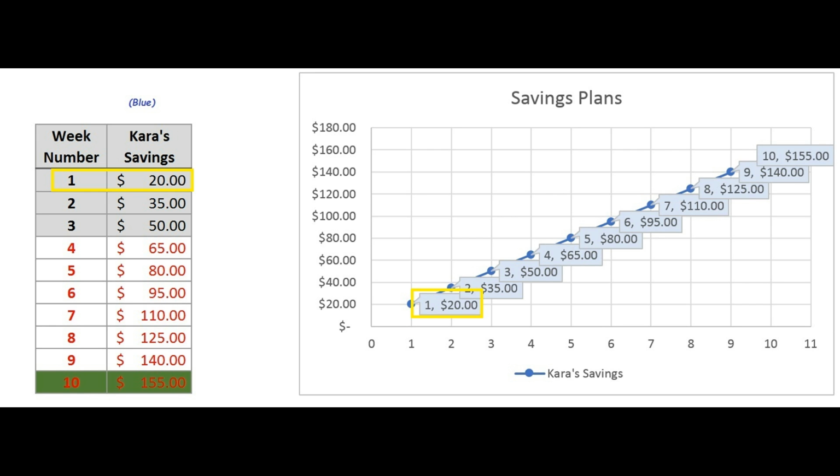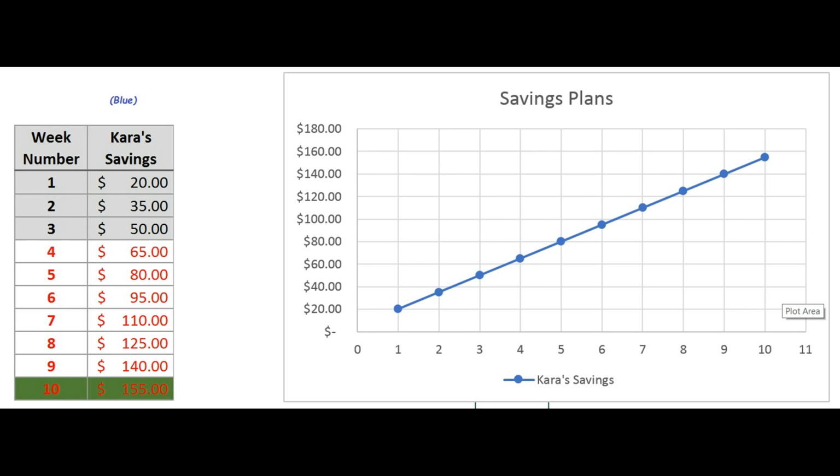Week 1, we have $20. And at week 2, we have $35. Week 3, we have $50. Week 5, we have $80. And on up until we get to week 10, where we finally save that $155. So that's what Kara's savings looks like as a line without the labeled points.